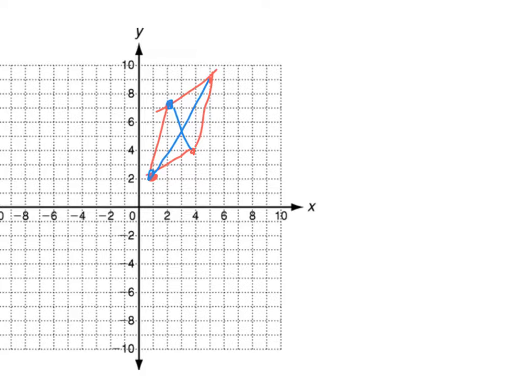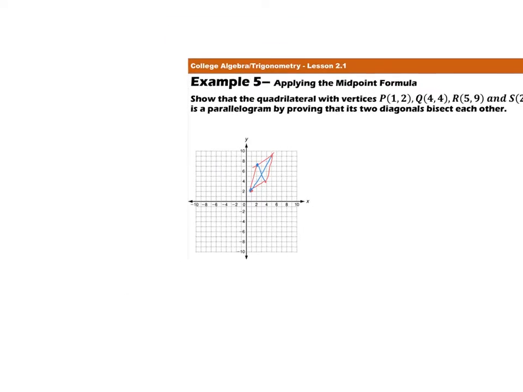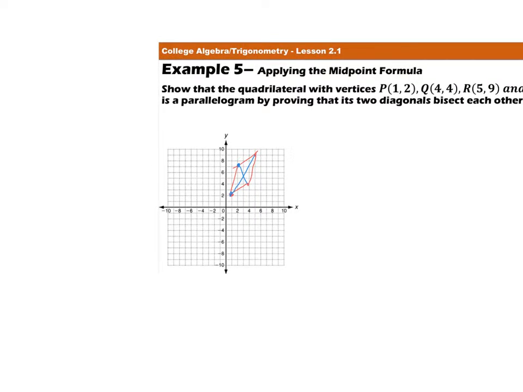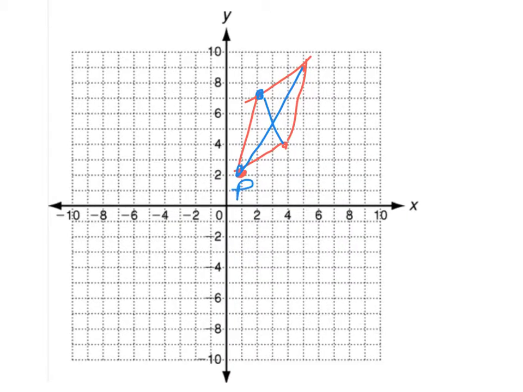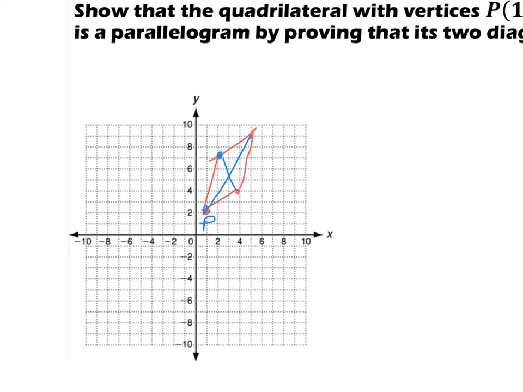So to prove that they bisect each other, it means they do what? They cross where? In the middle. So what formula do you think you would use to show that they cut each other in half? They cross in the middle. The midpoint. Good. So let's look at our points. P was 1, 2. Let's label them. 4, 4 is Q.